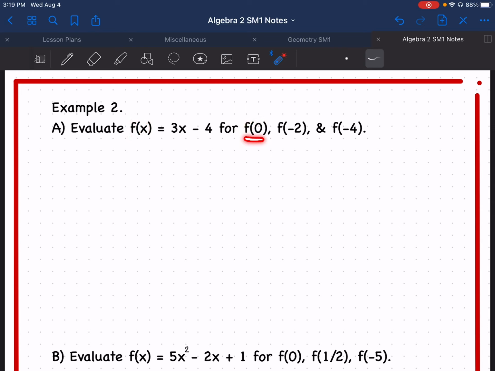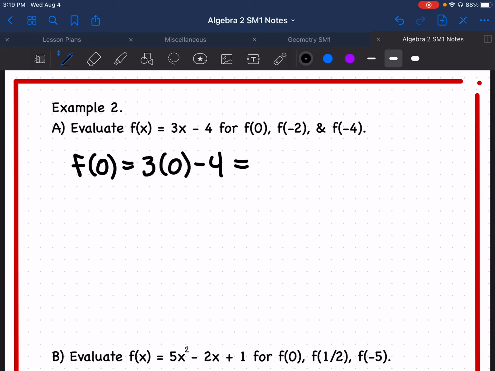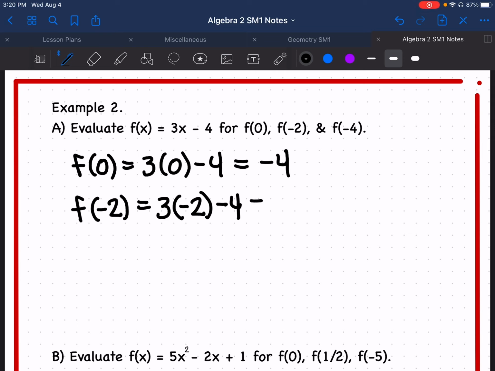What this is telling you is that x is equal to 0, and we're going to simply substitute that in and solve. So f of 0 means we're going to say 3 times 0 minus 4. I could place that all in the calculator, and I'm going to get negative 4 for an answer. For the next one, f of negative 2 means I'm going to take my equation, 3 times negative 2 minus 4. That would come out to negative 10.